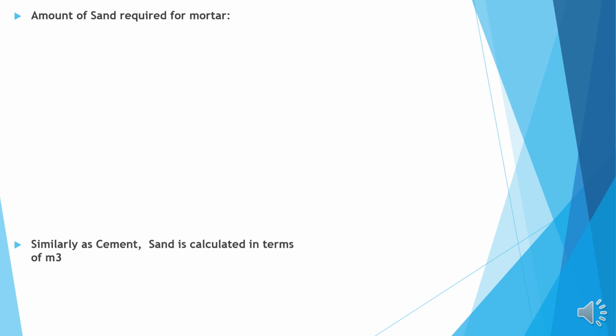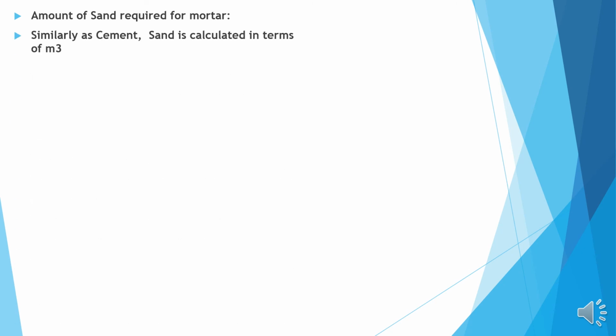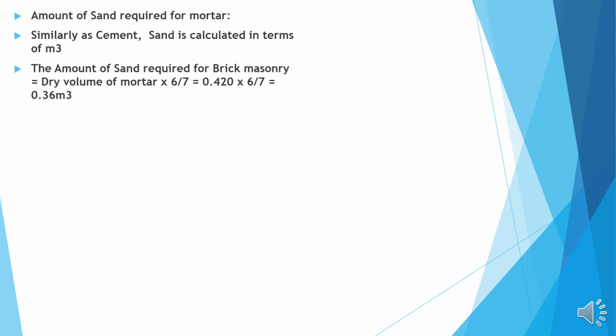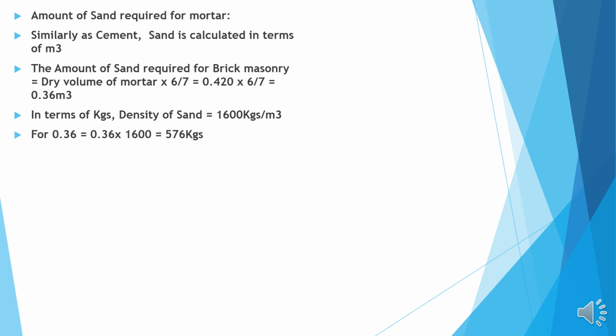Amount of sand required for the mortar. Similar to cement, sand is calculated in terms of cubic meter. The amount of sand required for brick masonry is the dry volume of mortar multiplied by 6/7, that is 0.420 multiplied by 6 divided by 7, which is equal to 0.36 cubic meter. In terms of kgs, the density of sand is 1600 kgs per cubic meter. For 0.36, we require 576 kgs of sand.